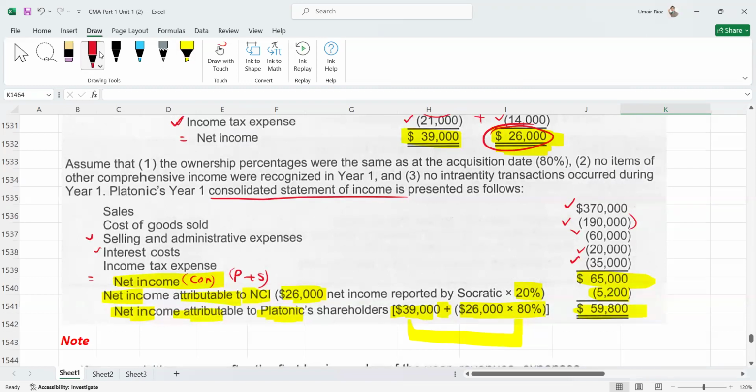And make sure of one thing here. Please remember this 5,200 figure will later go to the NCI calculation. It will be added in the NCI working, and this 59,800 will be added to the consolidated retained earnings later, because we have to see the working of NCI and consolidated retained earnings. Is that clear?